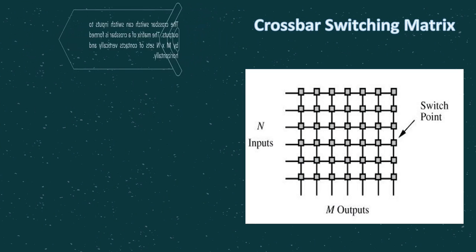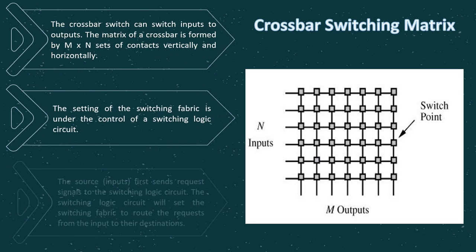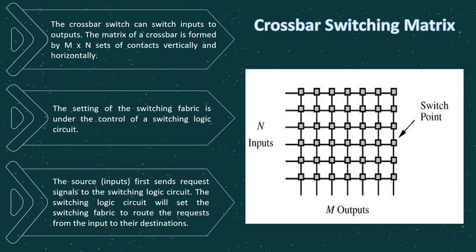This is the figure of the crossbar switching matrix. The crossbar switch can switch inputs to outputs. The matrix of a crossbar is formed by M times N sets of contacts vertically and horizontally. The setting of the switching fabric is under the control of a switching logic circuit. The source of inputs first sends request signals to the switching logic circuit. The switching logic circuit will set the switching fabric to route the request from the input to their destinations.